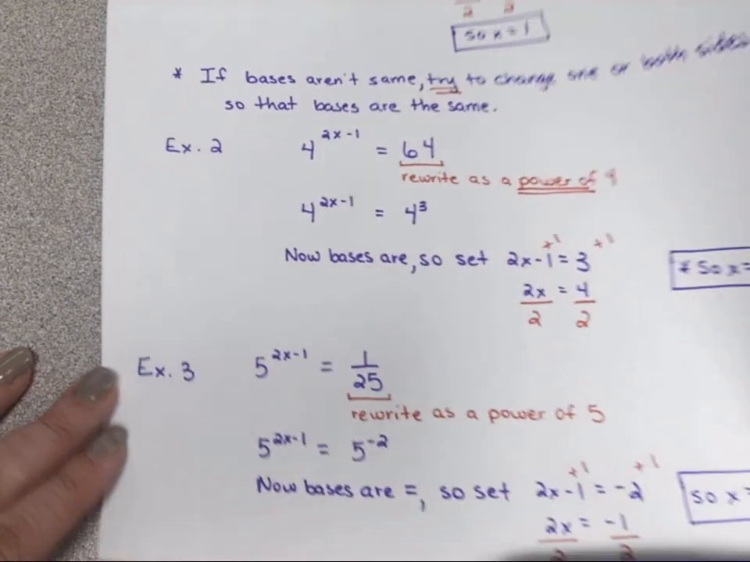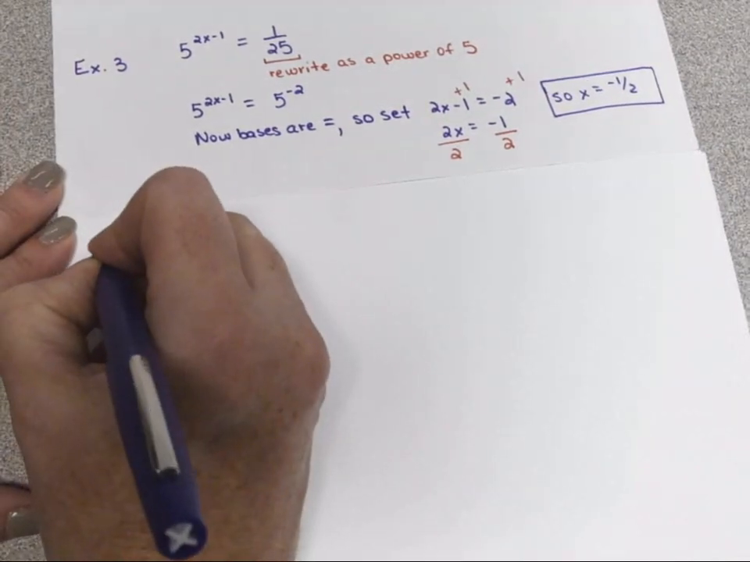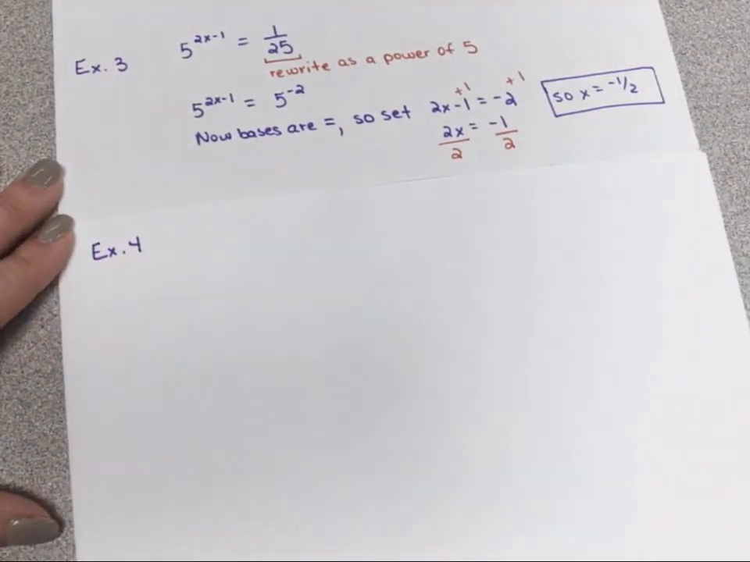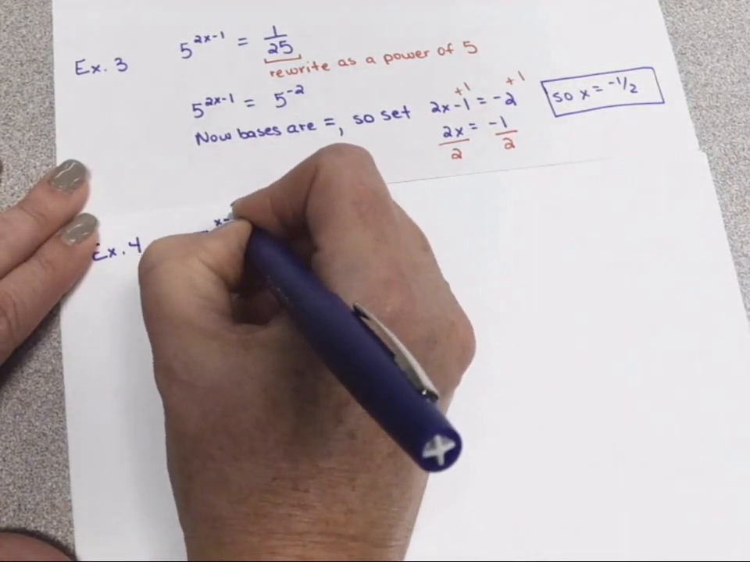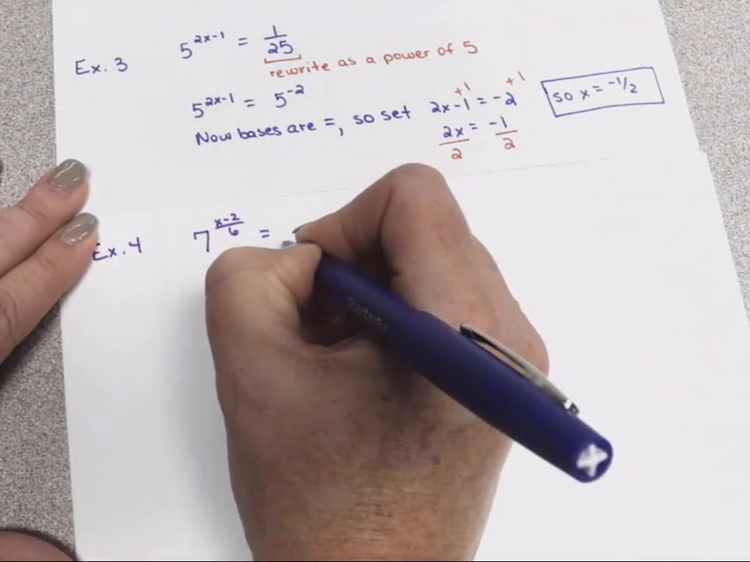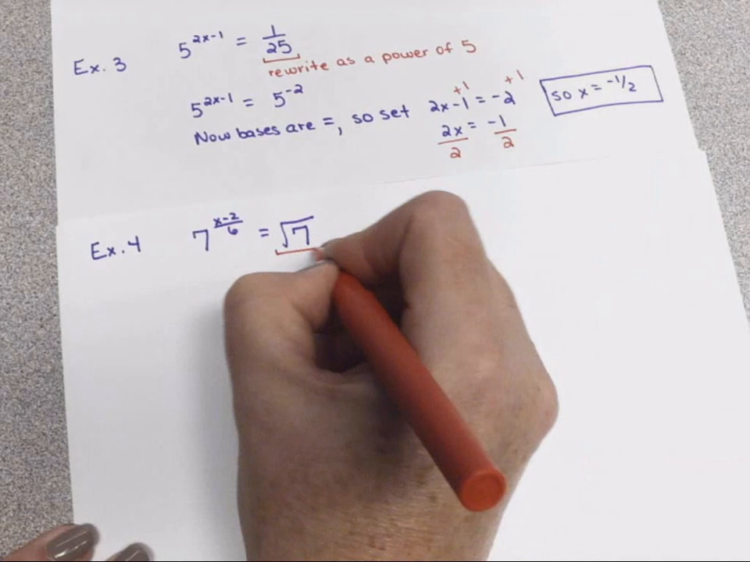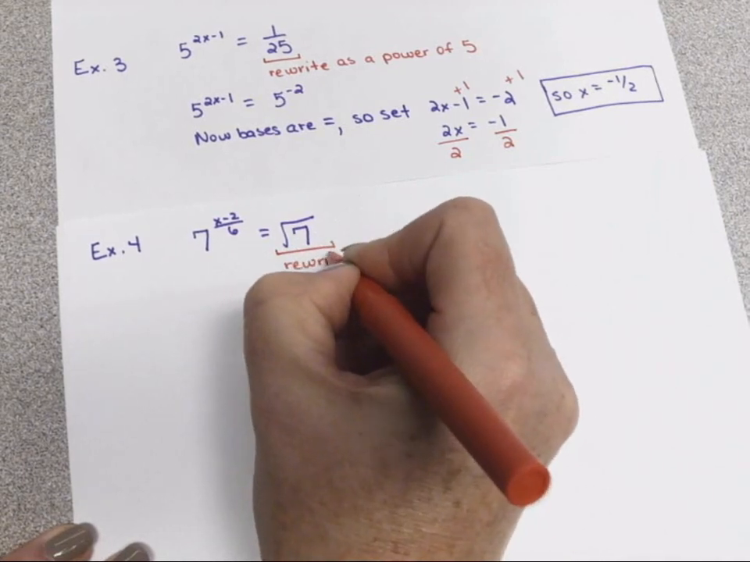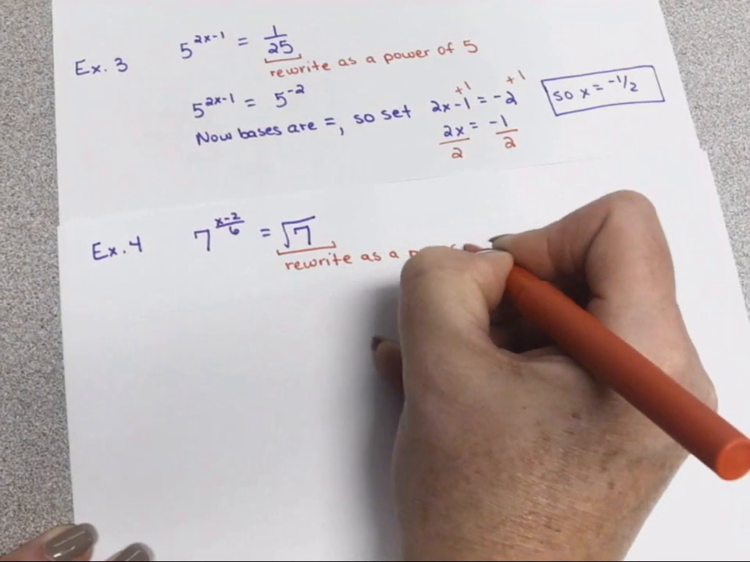All right, I'm going to try to do a variety of problems that you might expect on your homework. So what about 7 to the x minus 2 over 6 power equals the square root of 7? Make sure that x minus 2 over 6 is in the exponent spot. That's where it should be. Again, we're not ready to do anything until we rewrite this guy. We need to rewrite this as a power of 7.